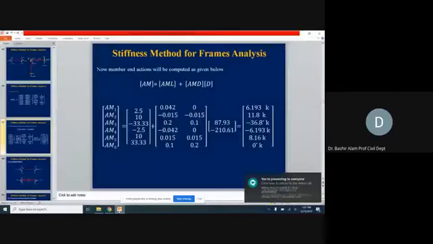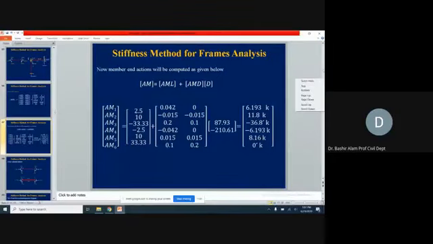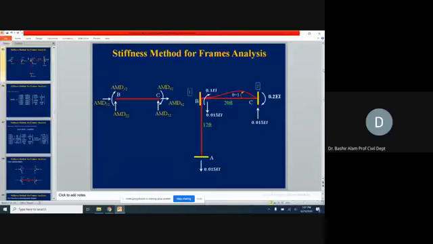Can you see it now? Okay, I'll have to go back then 2-3 slides so that you can understand. Okay, from here I started.